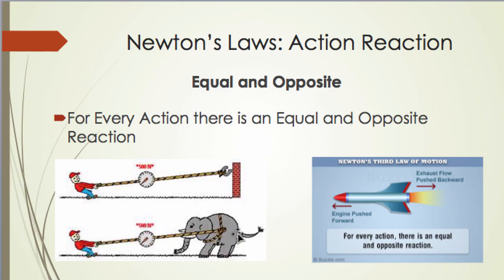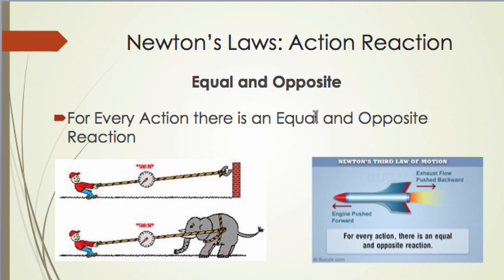So what happens if the elephant pulls more? Let's say he produces a force of 100 newtons. So now that excess energy is going to be converted into kinetic energy. In other words, the boy will fly to the right, right?